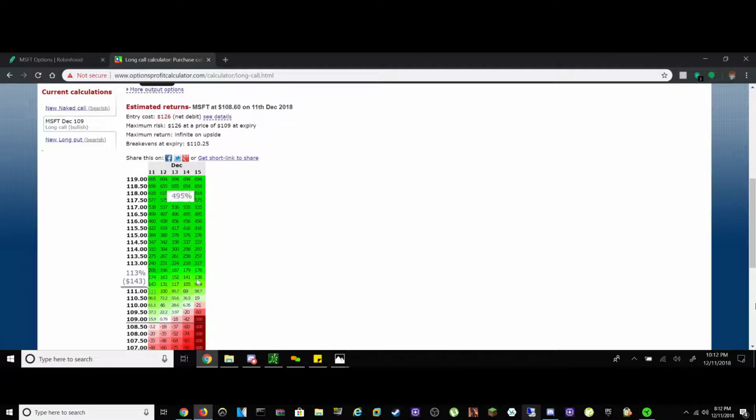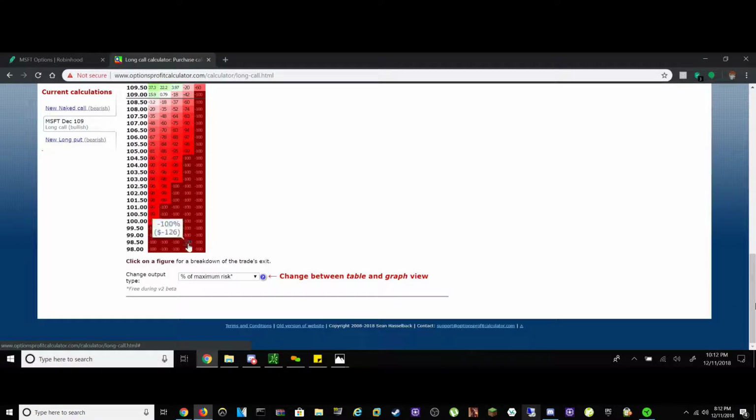That's what I love about options, okay? You have a lot of potential for profit, little potential for loss.